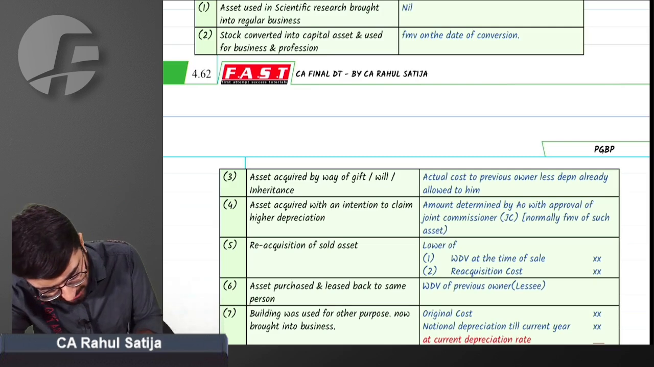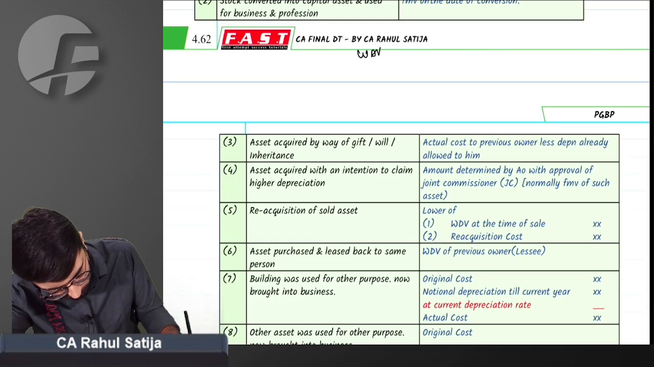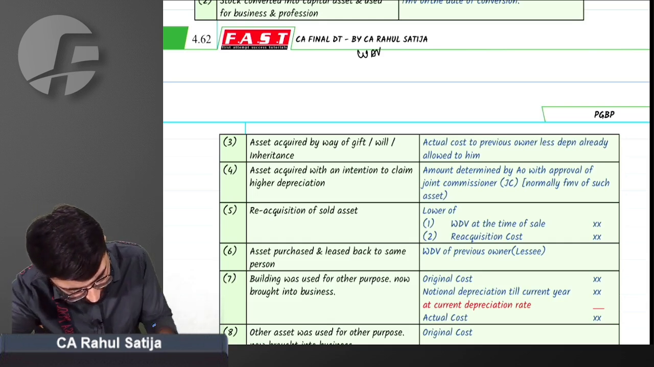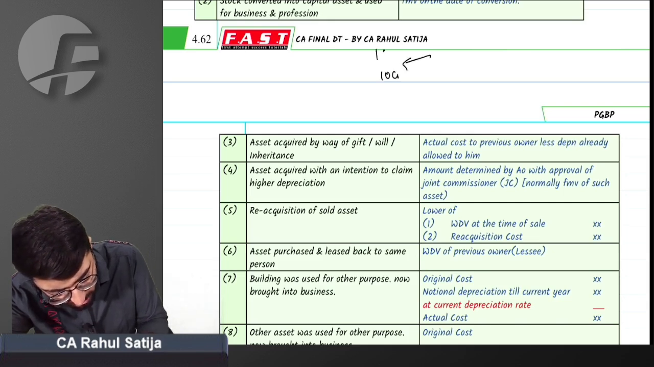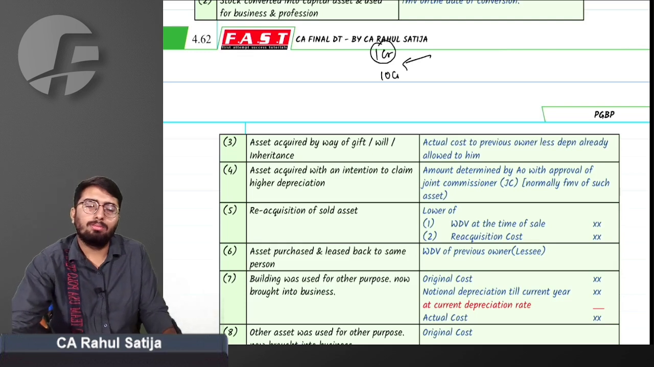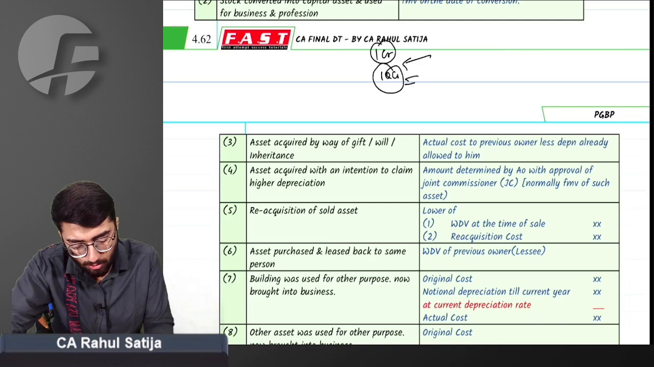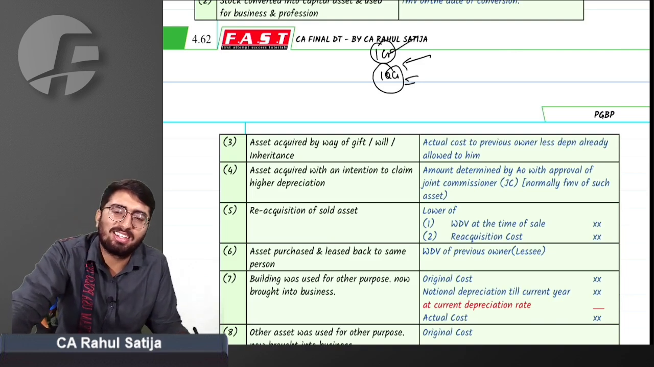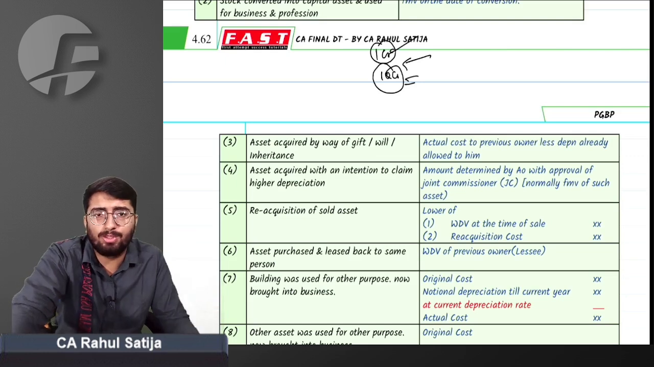Sir, assets acquired with an aim to claim higher depreciation. For example, I bought an asset for rupees 10 CR and its worth is just 1 CR. I bought that asset just for the sake of claiming excess depreciation.